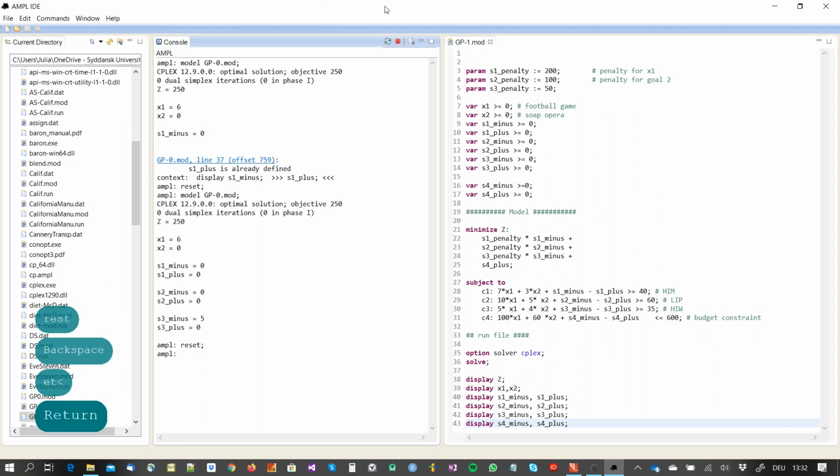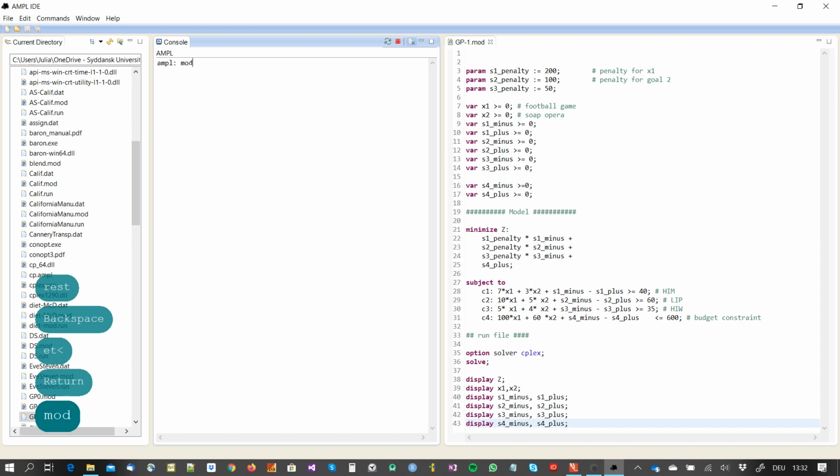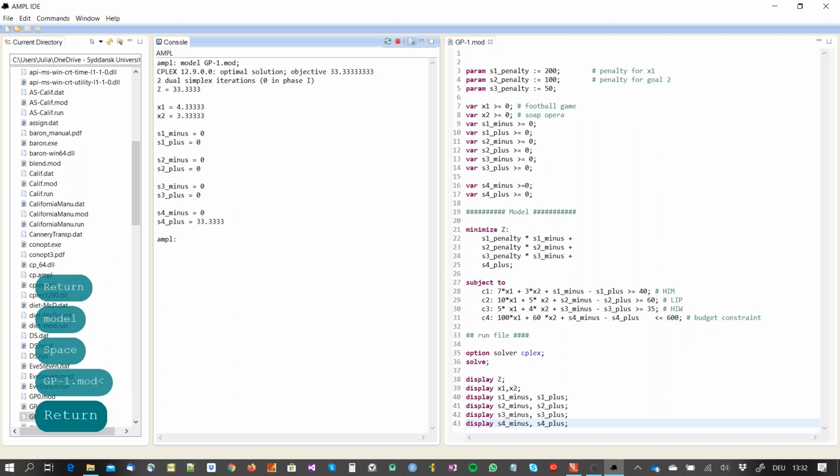So we reset AMPL and we invoke the model GP1 now. And now we get the new optimal solution. We have an objective of 33.3. And now we have also different purchasing amounts for the advertisements. And we see that now we exceed, in fact, the budget constraint with this solution.